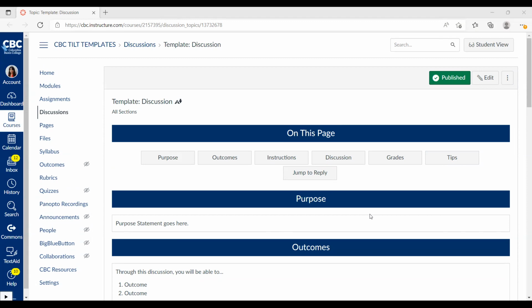So these templates are based on TILT, if you're familiar with it, but if you're not, it's okay. They're based on the backward course design approach, and on Quality Matters, if you're familiar with Quality Matters. And we're using Canvas, but these templates would work for all LMSs, obviously.